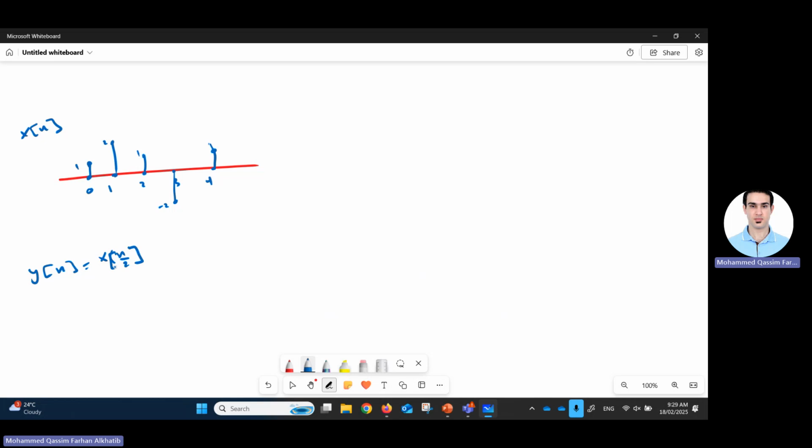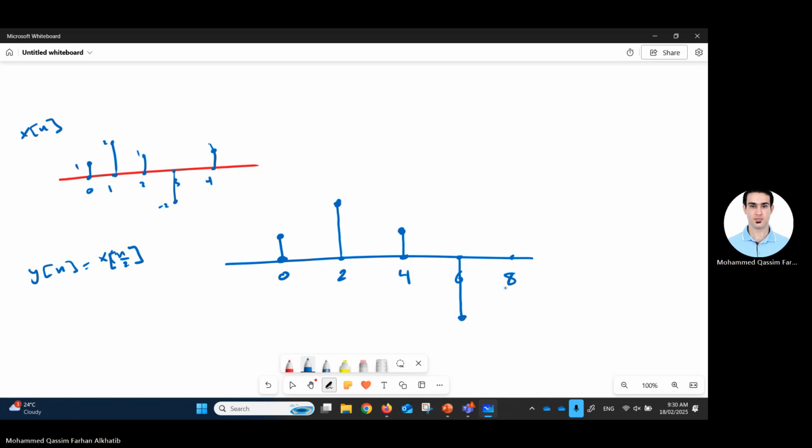Here I'm dividing by 2, so I'm expanding by a factor of 2. For my output, you just look at the coordinates. Whatever we have, you just multiply by 2. So that's 0, 2, 4, 6, 8. Now at 0, I have the value 1. At 2, which corresponds to the first sample, I will have the value 2. At 4, I will have 1. At 6, I will have negative 2. And at 8, that's 1.